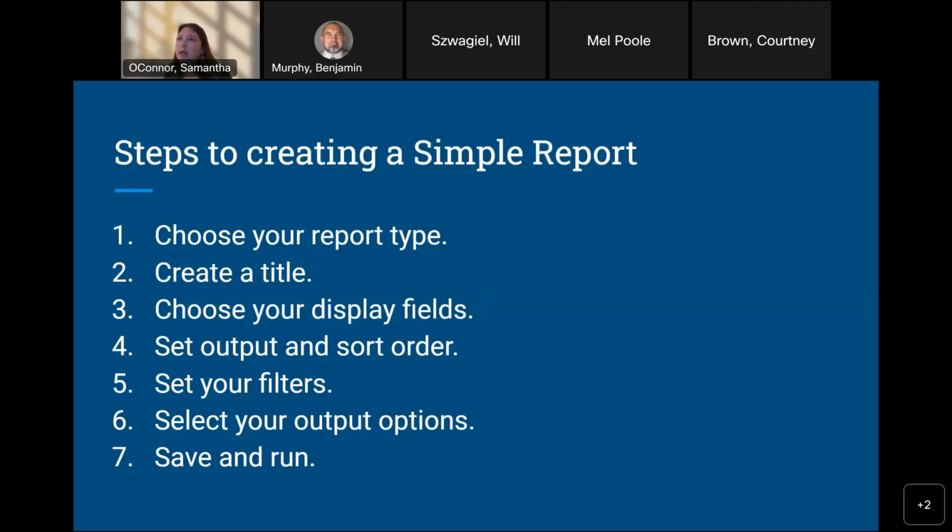Where it gets a little complicated is in basically these three steps right here: choosing your display fields, making sure you have the right ones, and setting your output and sort order, and that can, I think, throw people off. Of the questions I've gotten about the simple reporter, most of them have come down to setting the output and sort order. And then obviously setting the filters and choosing the right transforms and things like that. So we'll talk about all of those when we do the demo.